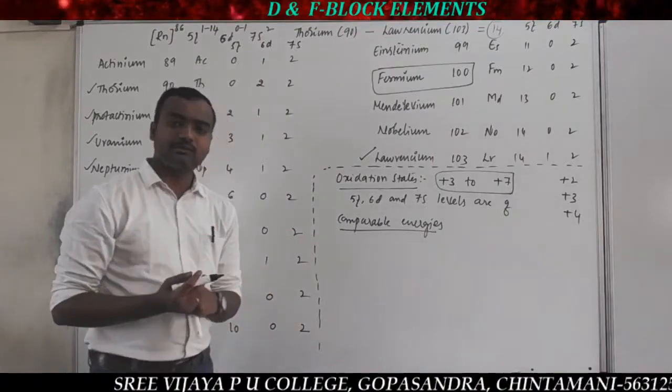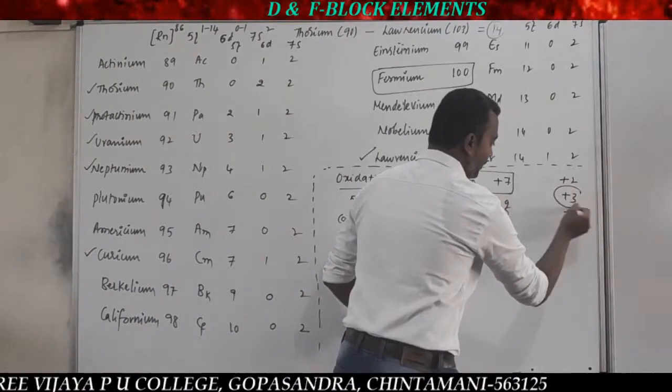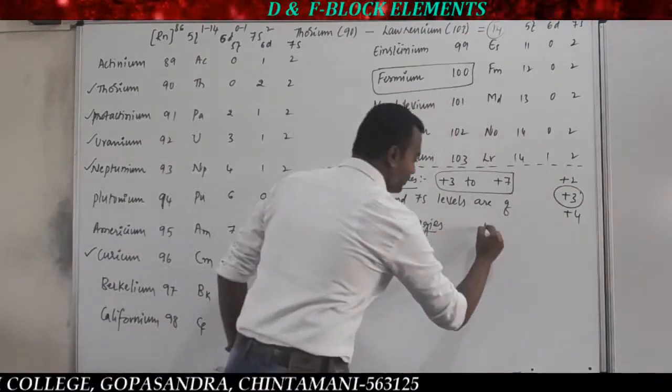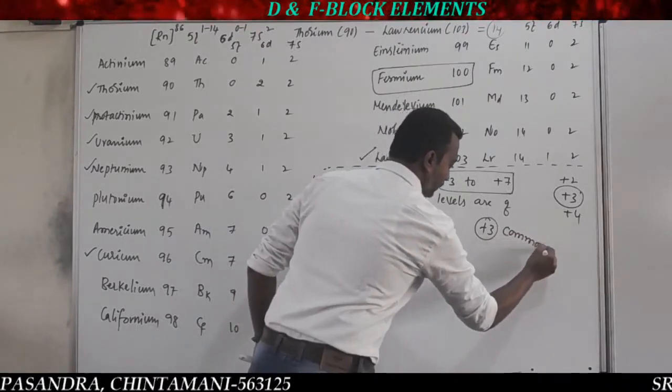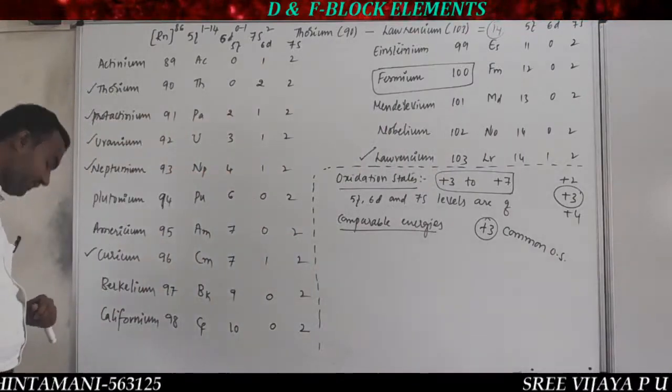In the lanthanides we have discussed that the common oxidation state is +3. +3 is the common oxidation state in the case of the lanthanides. Similarly, in the case of actinides also, +3 is the common oxidation state. +3 is the common oxidation state.